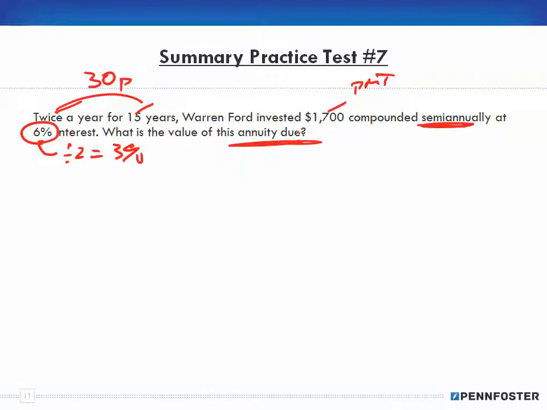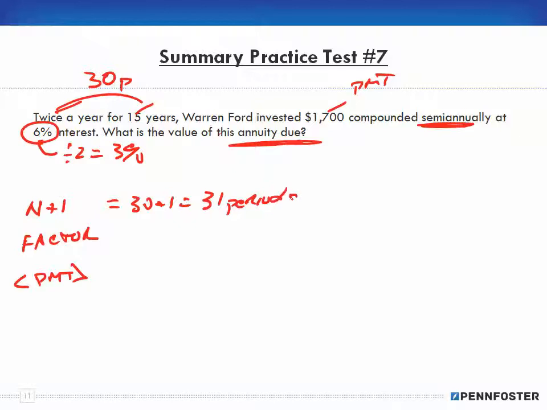Remember, with the annuity due, we take the number of periods and add 1, then find the factor. Then we multiply the factor times the 1,700, and whatever we get, we subtract 1 payment. That's how you work with the annuity due. So the number of periods is 30 plus 1, so we're looking at 31 periods, and we're looking at 3%.